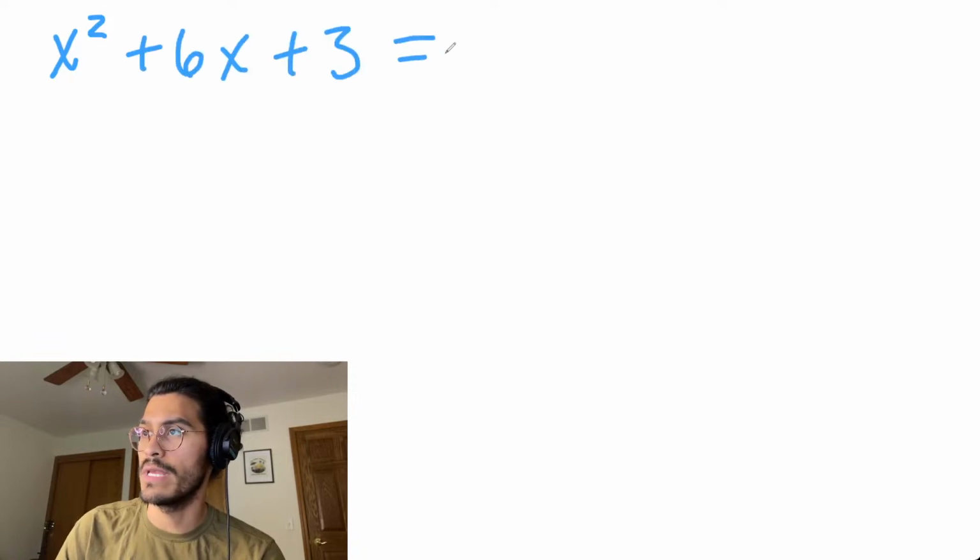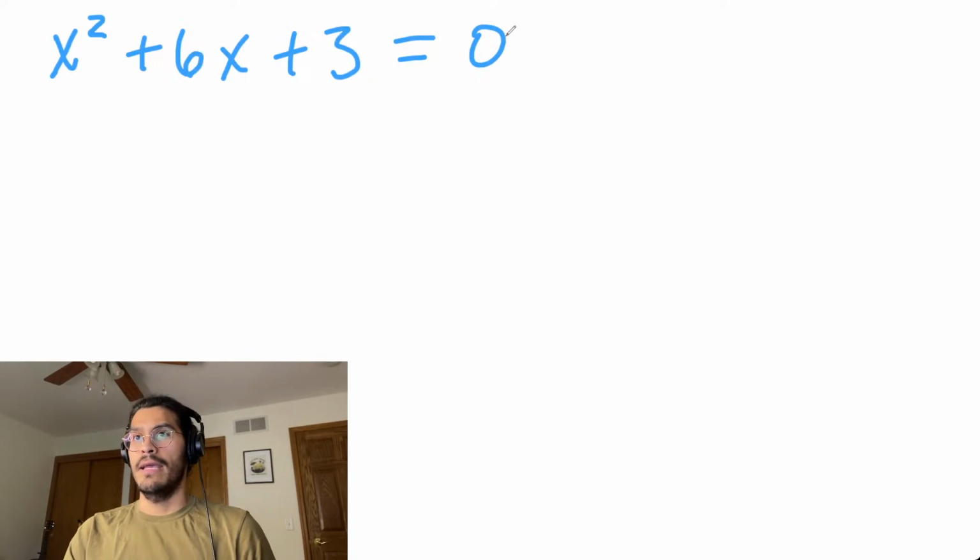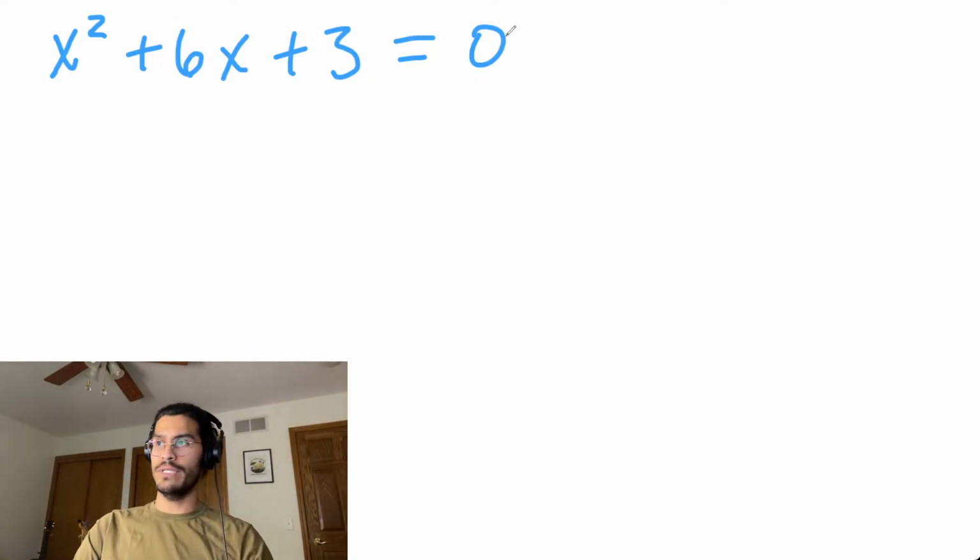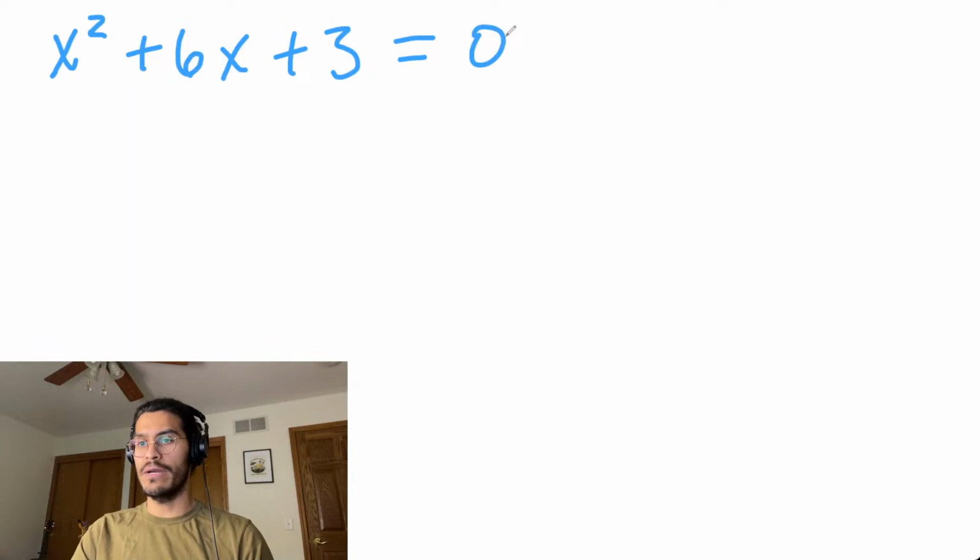Okay, so let's take an example like this. Let's say you have an equation that looks like this: x squared plus 6x plus 3 equals 0. And you're told to solve for x. Well, of course, you can always use the quadratic formula, but completing the square is a technique that is useful when you can use it.